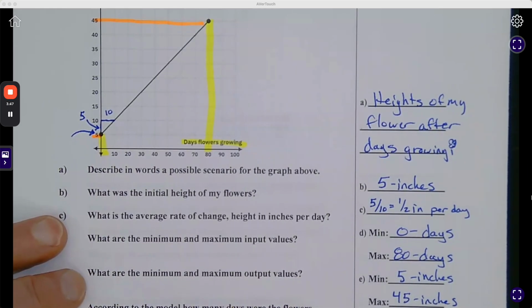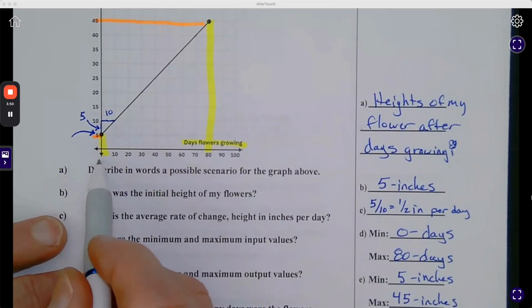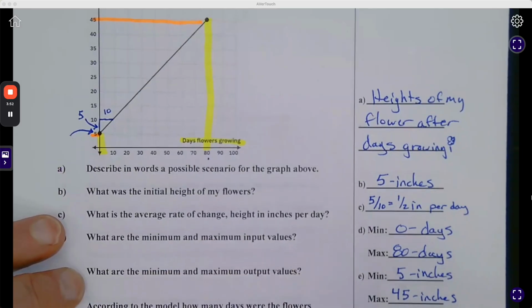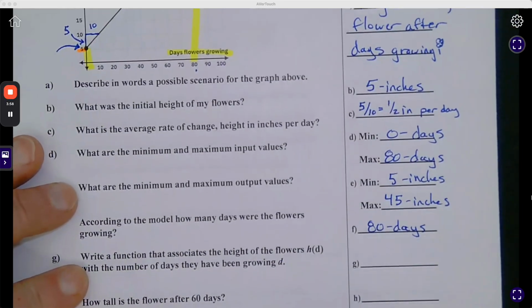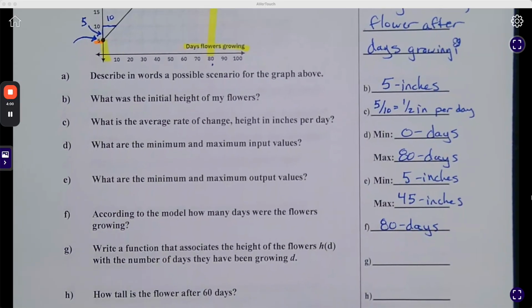Okay, according to the model, how many days were the flowers growing? Well, they started at 0 days and they went to 80 days. So the flowers were growing for 80 days. And then I don't know what happened. They died, we cut them down, I don't know.